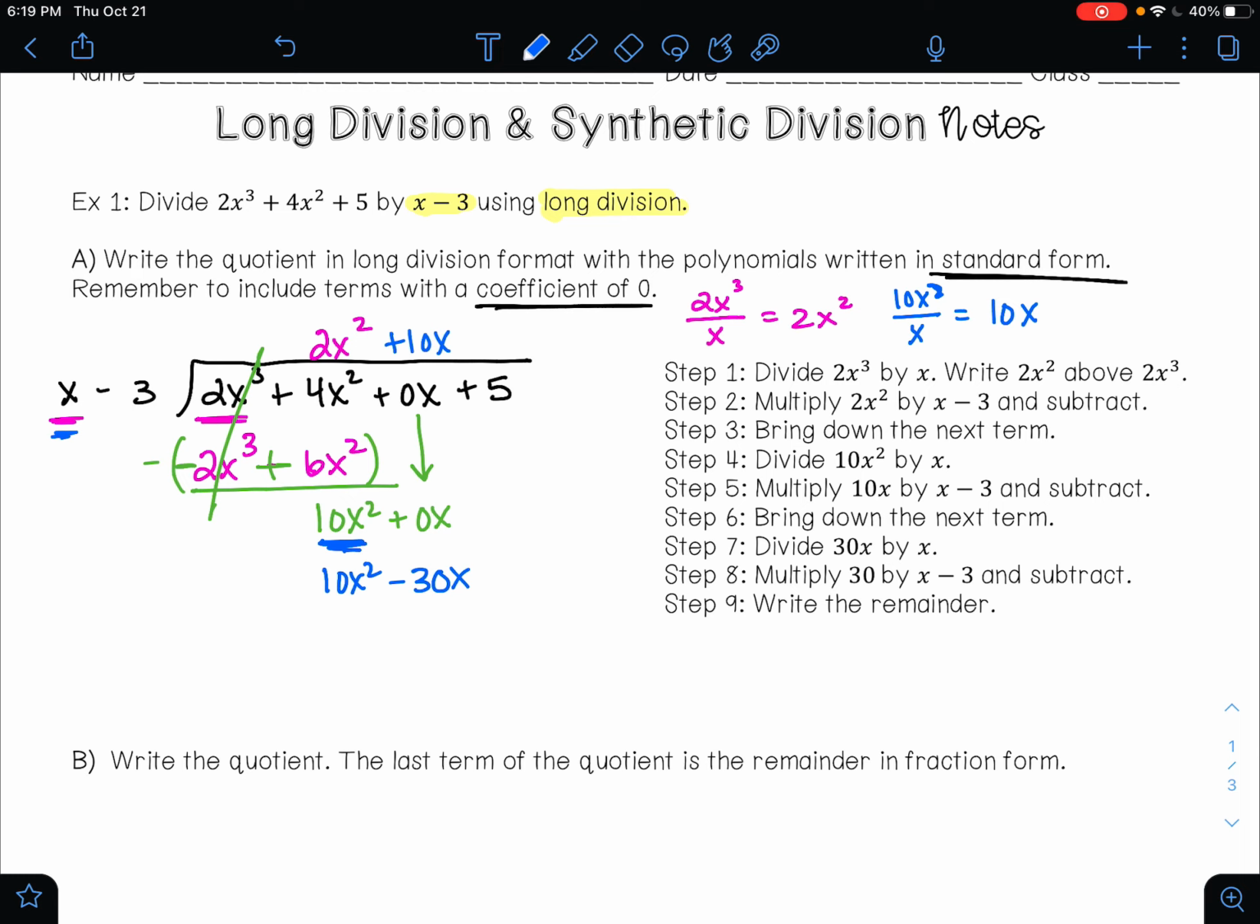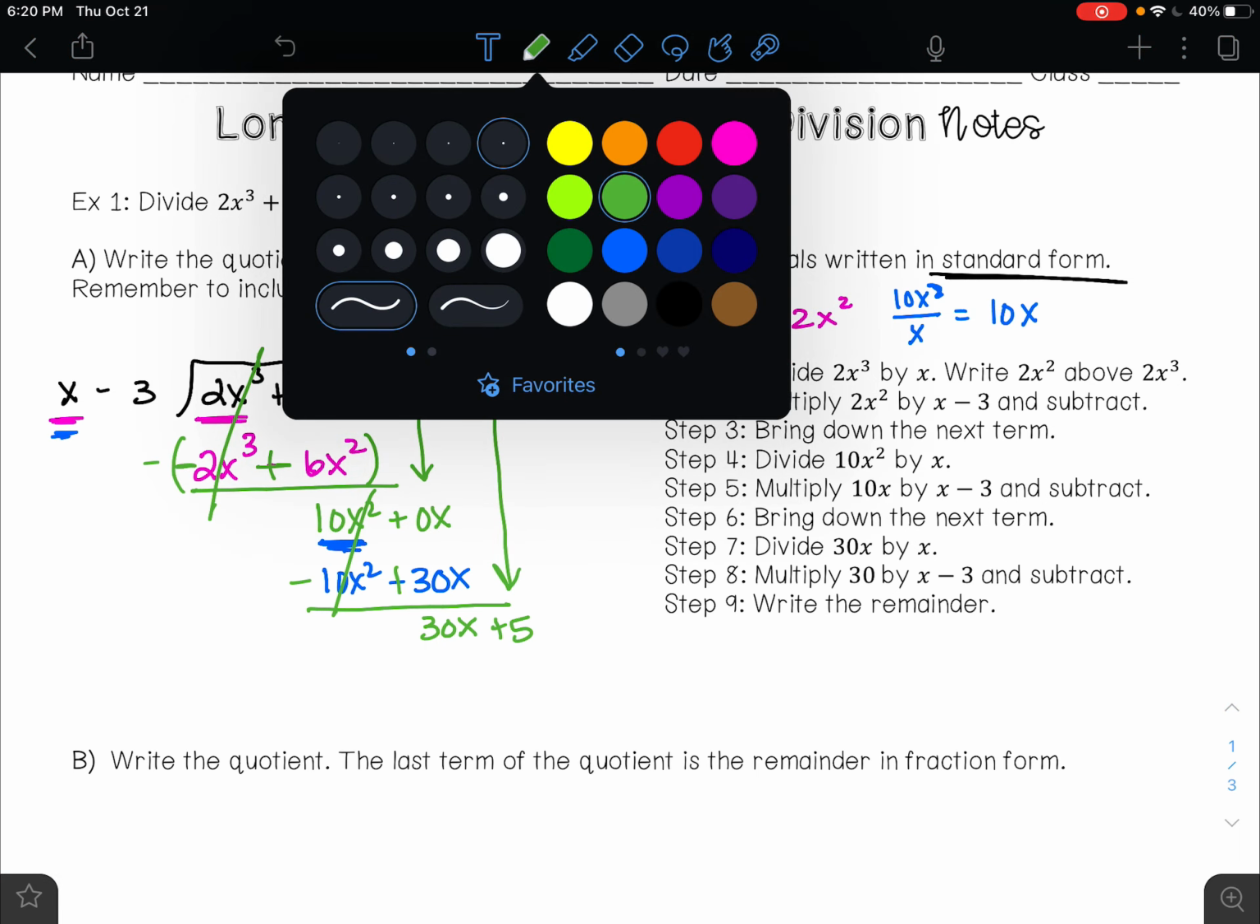Now I need to subtract, so I'm going to draw my line and change my signs. 10x squared minus 10x squared is 0. 0x plus 30x is 30x. Next, I'm going to bring down the 5, so plus 5. And we're going to do this process one more time.